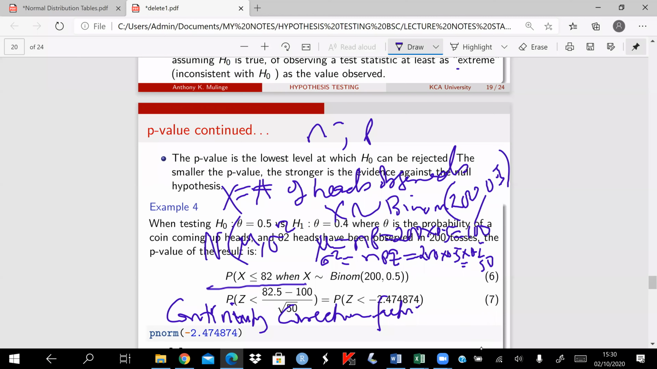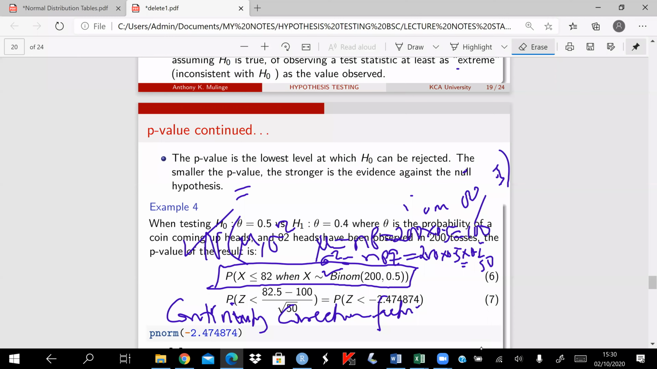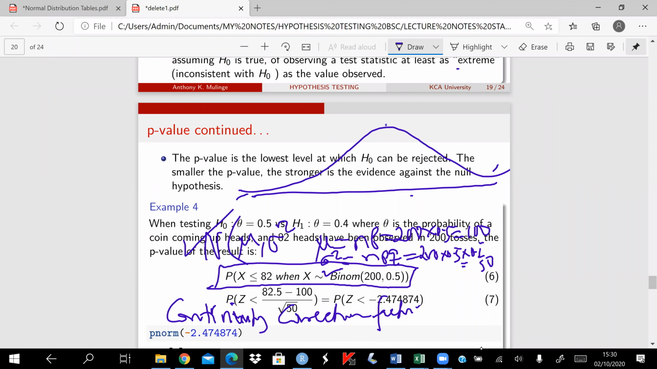That x is binomial with 200 trials, and p, the probability of success, is 0.5. Okay, so when you look at it from this perspective, let's try to sketch the distribution so that we know the kind of hypothesis and probability we are looking at. If I convert it to a normal distribution, we'll have that kind of shape. Then the mean will be here, which is 100. And the number of successes observed was 82. So 82 is on the lower side.